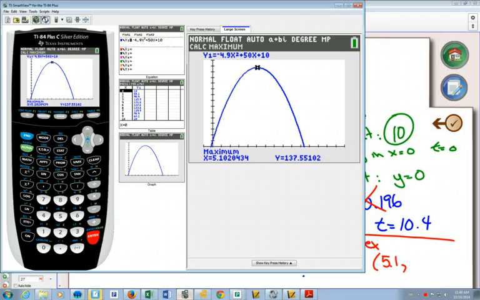5.1, comma, 137.55. The 5.1 is the x, the time, and the 137.55 would be the height. So that means after 5.1 seconds, the projectile is 137.55 meters above the ground.